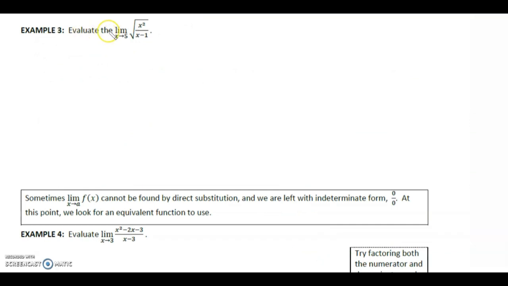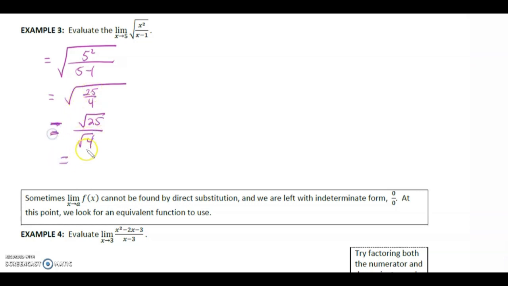Example 3, evaluate the limit as x approaches 5 of this function here. So we have the square root of x squared in the numerator, so 5 squared, over 5 minus 1 in the denominator. We have the root of 25 over 4. If you think about what this actually means, it means root 25 over root 4, right? So we're rooting both of these components, and we get 5 over 4.